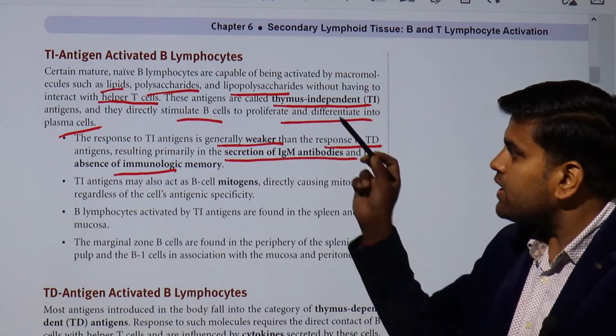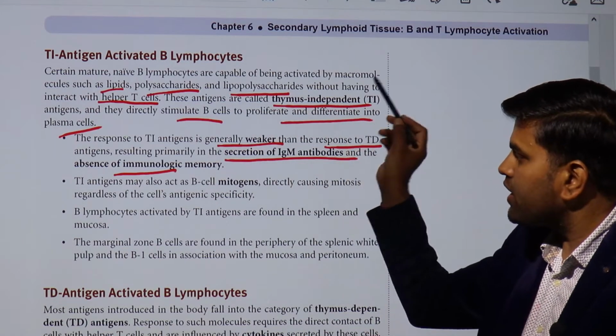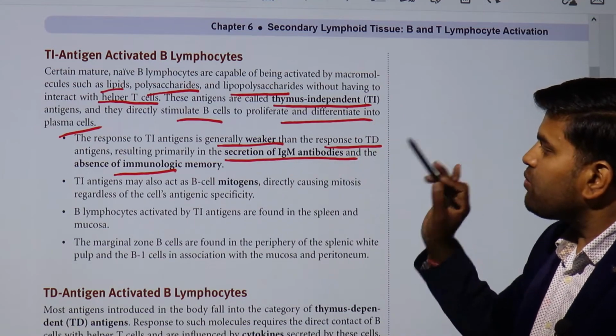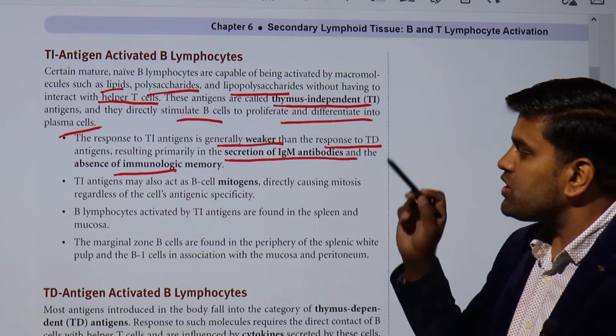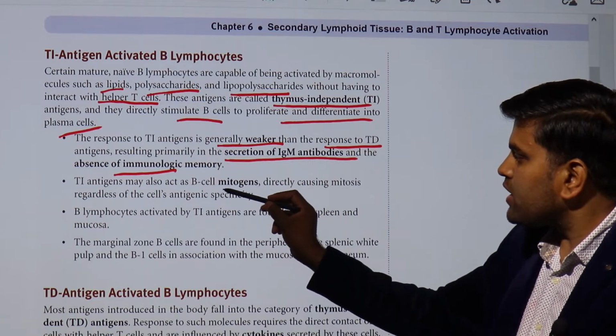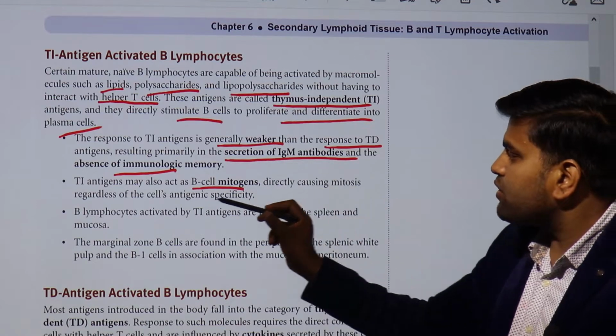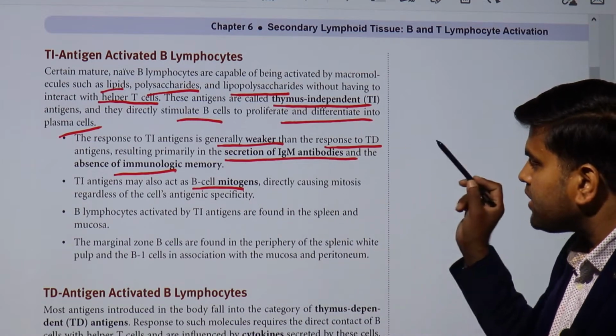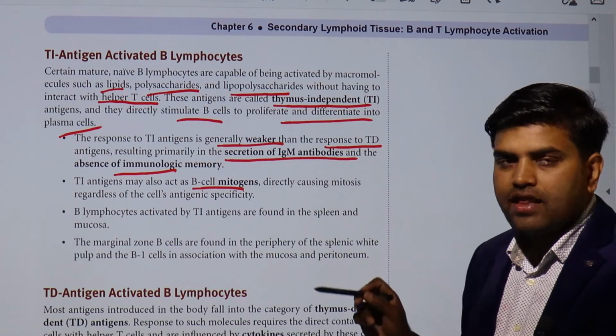Thymus independent antigens are lipids, polysaccharides and lipopolysaccharides. There is no protein involved. There will be no memory cells, and the response is generally weaker because no T cell has been involved. The thymus independent antigen may also act as a B cell mitogen, directly causing mitosis regardless of the cell's antigen specificity. B lymphocytes activated by the TI antigen are found in the spleen and the mucosa.